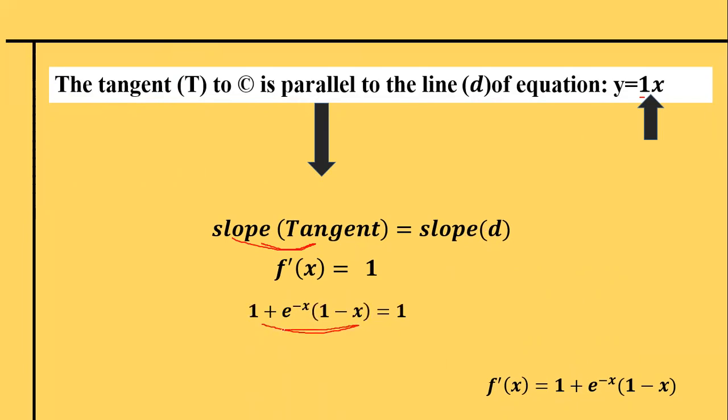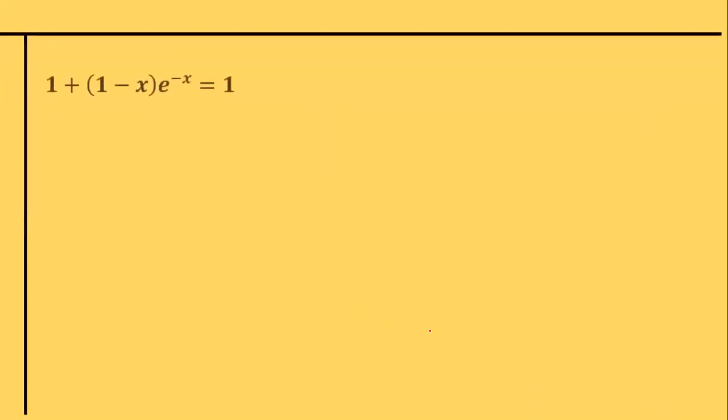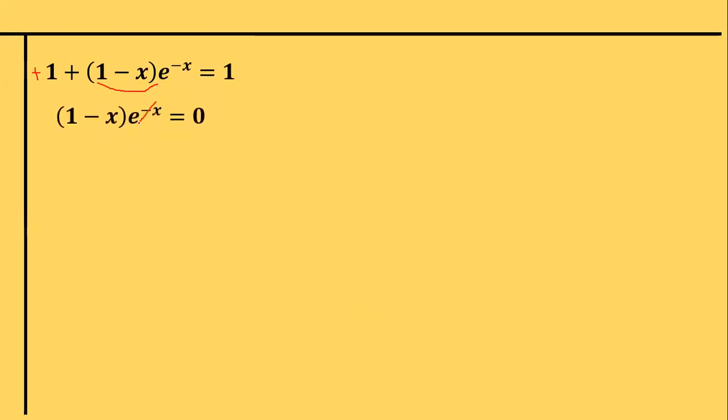I'm trying now to solve the following equation. Okay, separate, take the +1 to the other side. Exponential, it is impossible to be 0. So 1 minus x is equal to 0. And consequently, the value of x will be equal to 1.